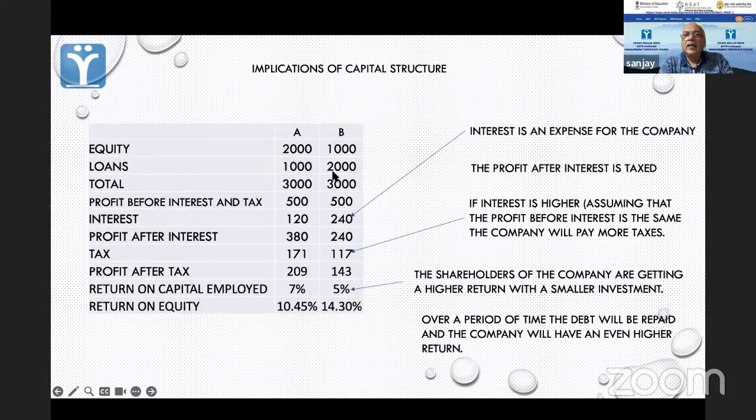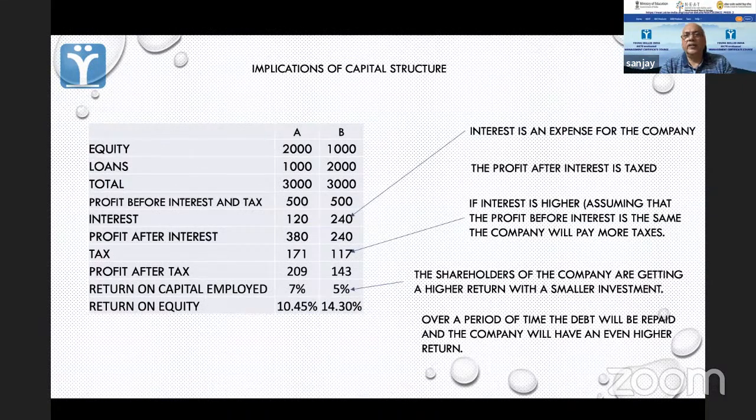Using your own funds as a base on which to borrow is known as leveraging. This is what is called leveraging. So you leverage your own funds and you get another 2,000. So you have the same amount of money as this company A. You also end up with 3,000. You make the same amount of profit. You pay less taxes. And at the end of the day, you are able to get a profit after tax return on your equity, which is more than company A. So the capital structure that you have has an impact on the amount of money that you will earn in the long run.